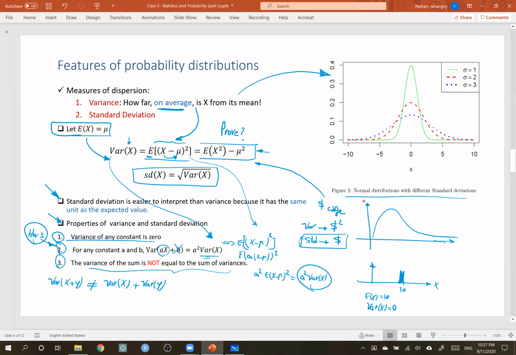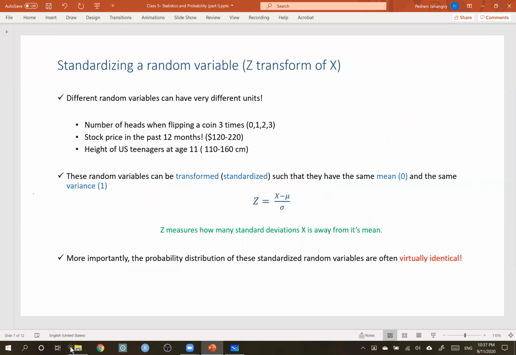Let me postpone this discussion until we talk about correlation and covariance, and we'll get back to it. But for now, just remember, the variance of the sum is not equal to the sum of the variances. For expectation, however, we talked about it: the expected value of the sum was equal to the sum of the expected values. These are really important properties. All right, so let's move on to the next slide.